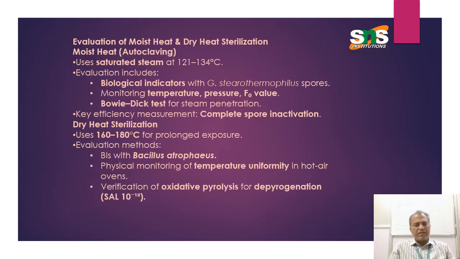Next, indicators for dry heat sterilization. So, we can use Geobacillus stearothermophilus as well as Bacillus atrophaeus species. Both are advisable for dry heat as well as moist heat sterilization. Next, physical monitoring of the temperature uniformity, how the temperature spreads uniformly inside the cabin. Next, verification of the oxidative pyrolysis and depyrogenation. It's special, it doesn't apply under moist heat, it's exclusive to dry heat sterilization.